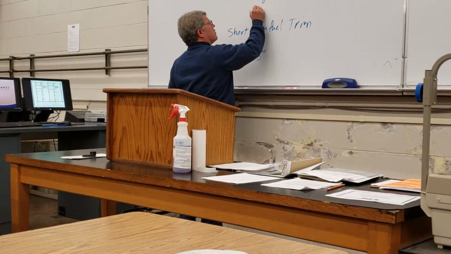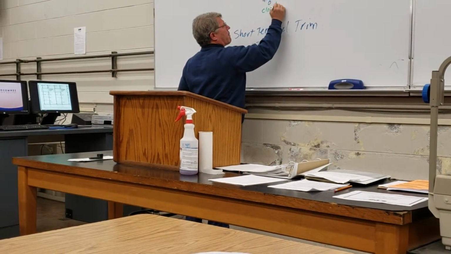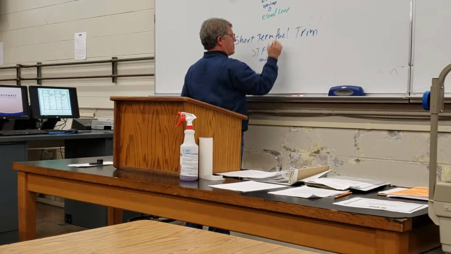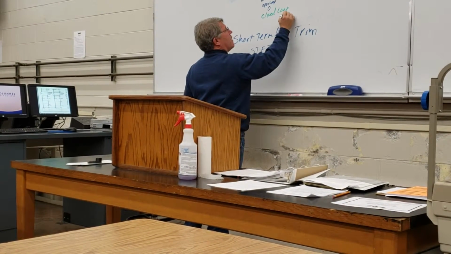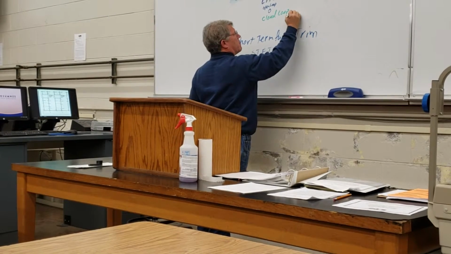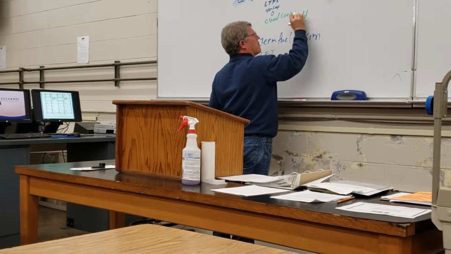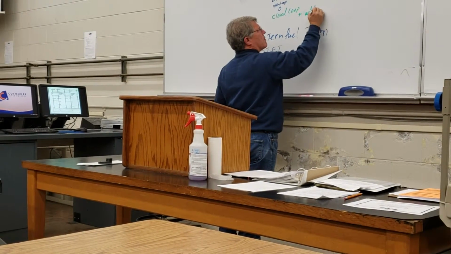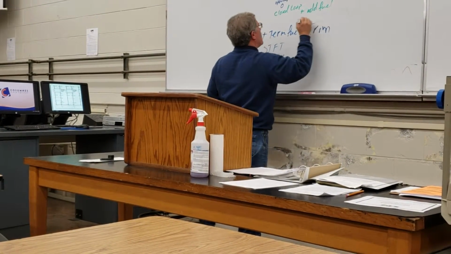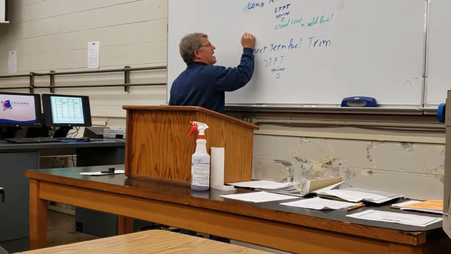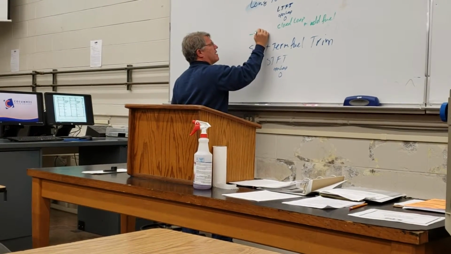Now, when I go closed loop, if my number is positive, I am adding fuel. If my number is negative, I'm subtracting fuel.